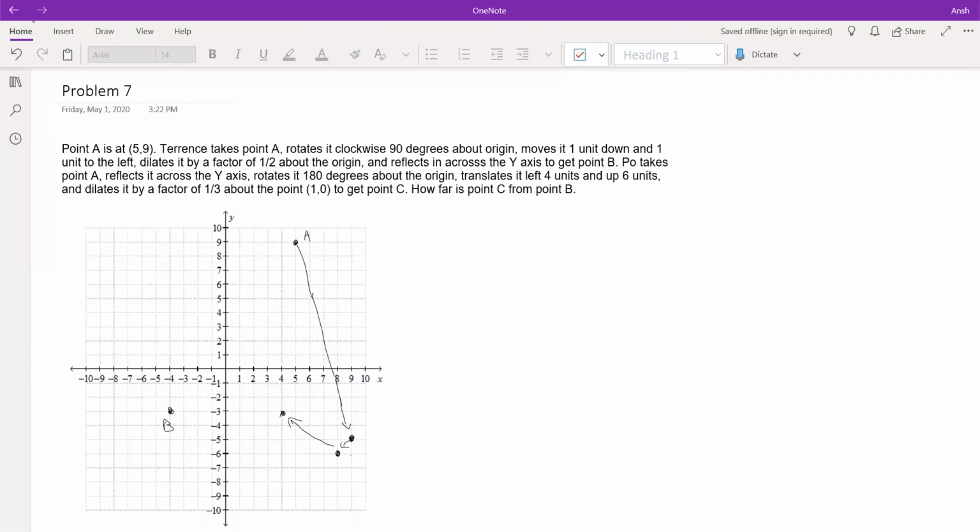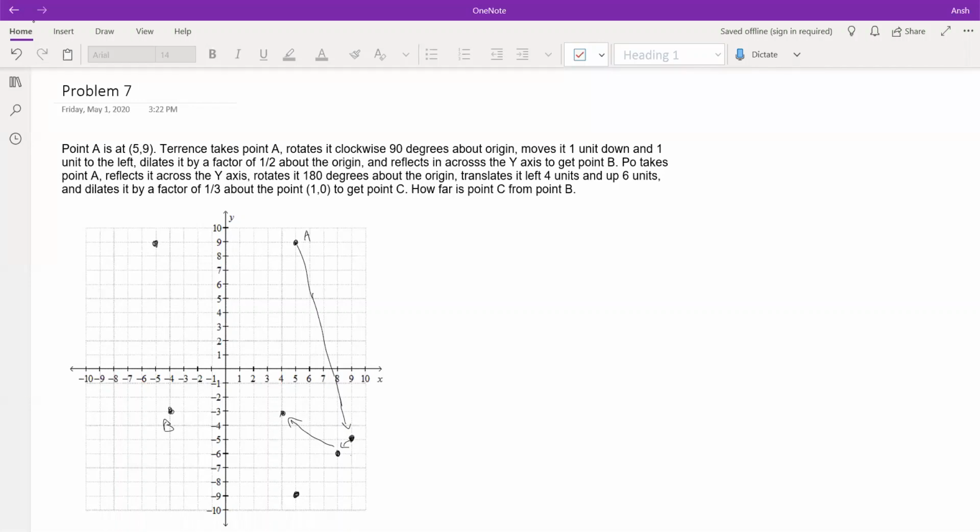Now, it asks us the distance from this point B to another point C, which is what Poe gets. So what Poe gets is that he takes A that we had in the beginning, and he reflects it across the y-axis first. So we change the sign of the x-coordinate, so we get (-5, 9). And then he rotates it 180 degrees about the origin. The direction doesn't matter since 180 degrees either way is the same. So this just gives us (-x, -y). So the point (-5, 9) goes to (5, -9).